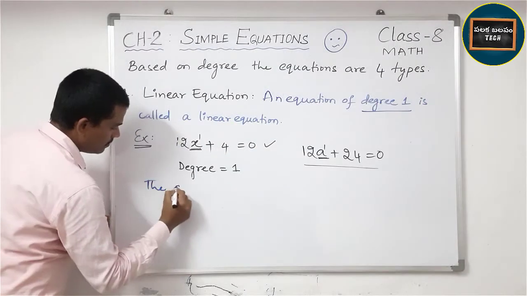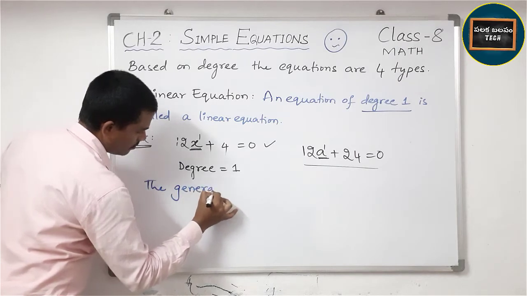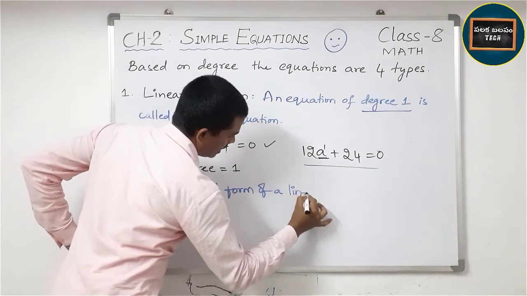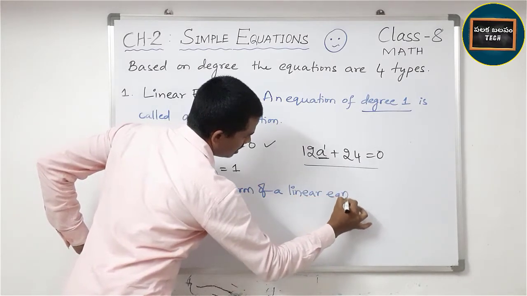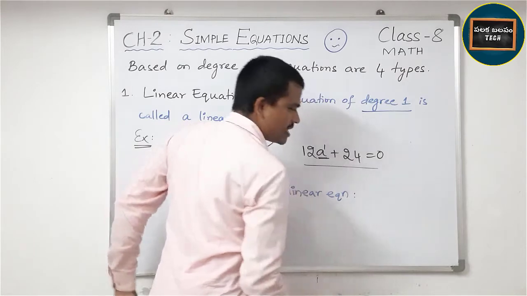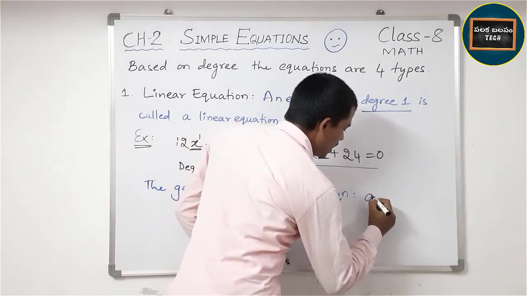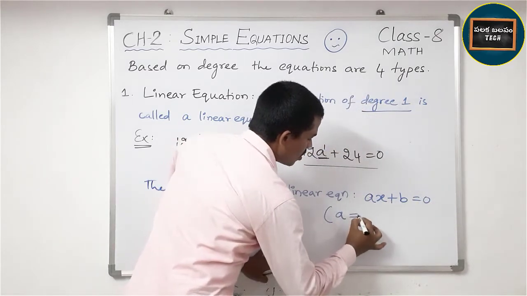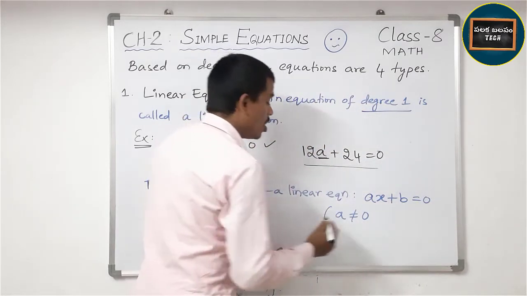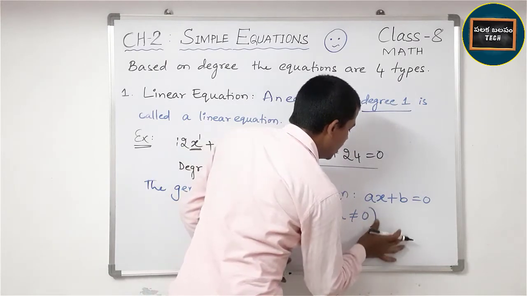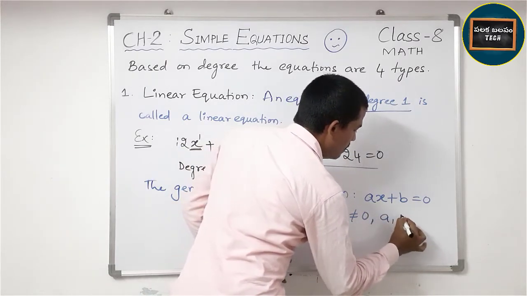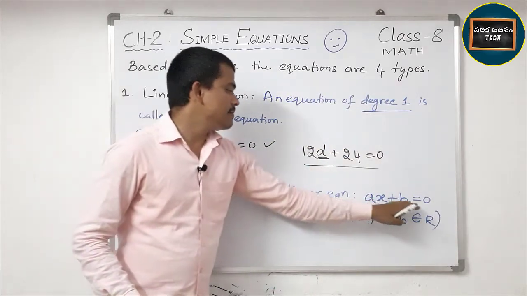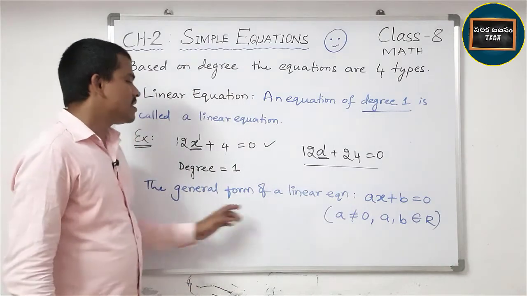The general form of a linear equation is ax plus b equal to 0, where a is not equal to 0, and a, b belong to any real numbers. So ax plus b equal to 0 is called the general form of a linear equation.